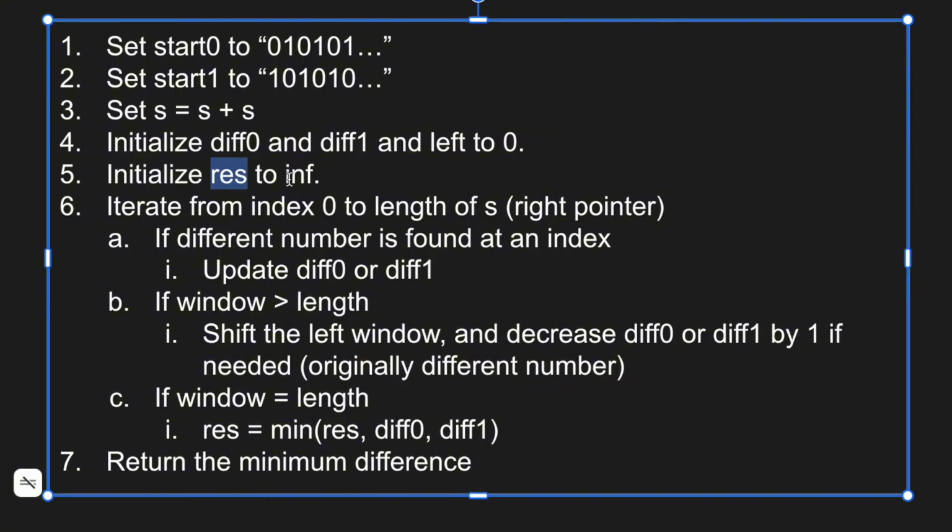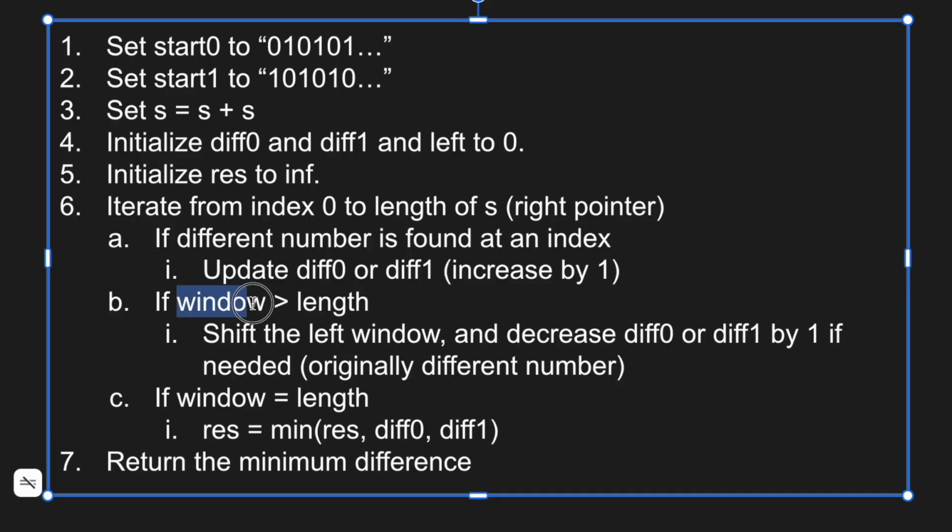So set result to infinity, difference 0 for start 0, and difference 1 for the difference between the string and start 1, and we'll set the left pointer to 0. Now we'll iterate from index 0 to the length of S, and this will be the right pointer. If we come across a different number, update difference 0 or difference 1, which just means to increase by 1 if needed.